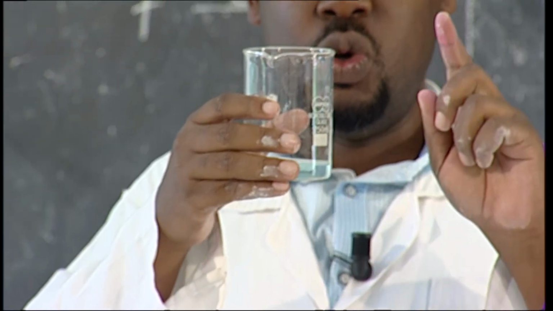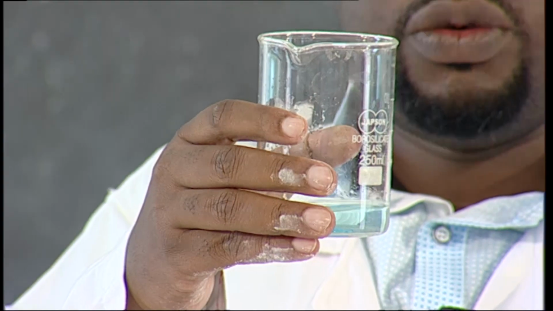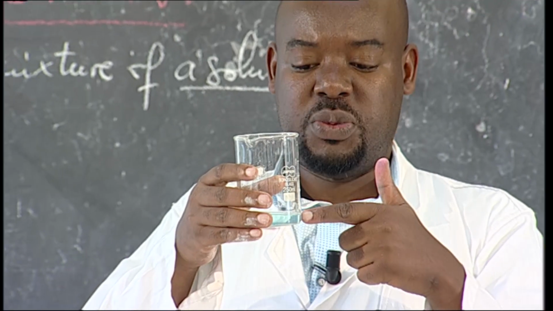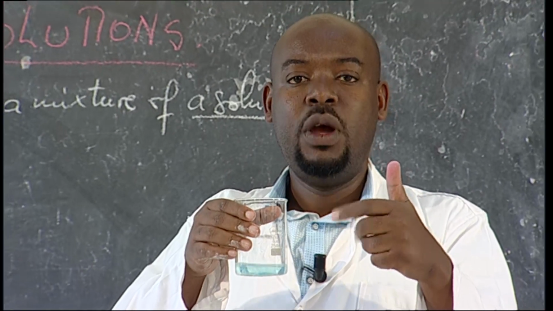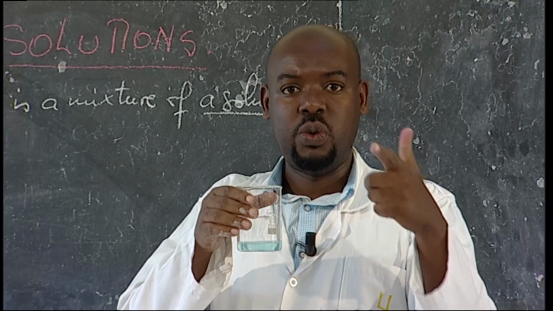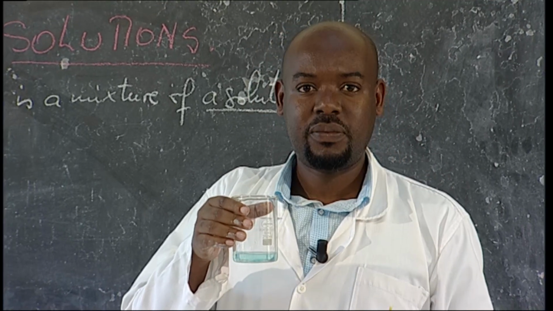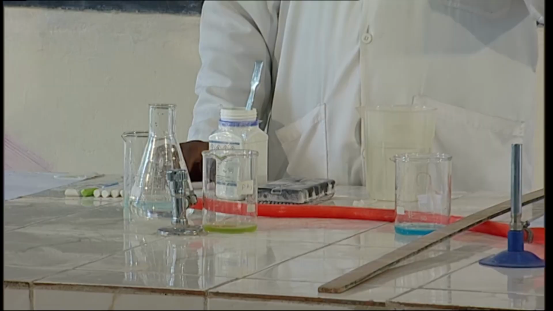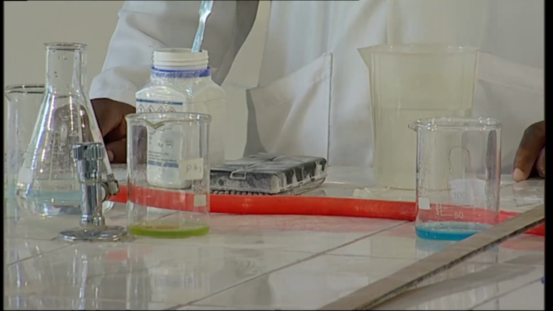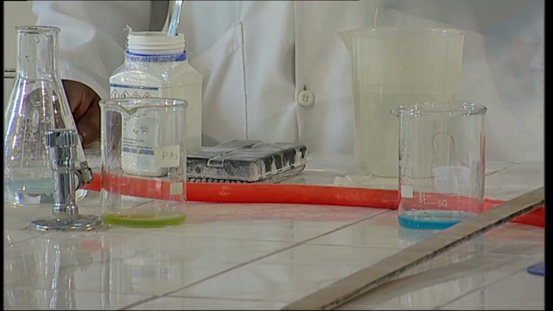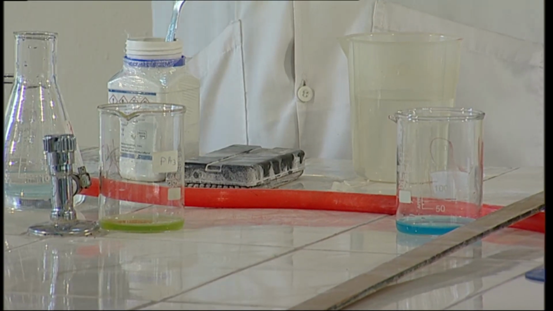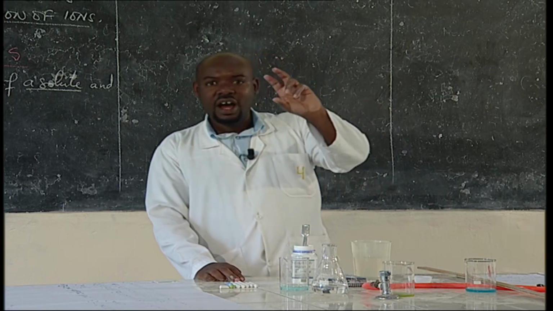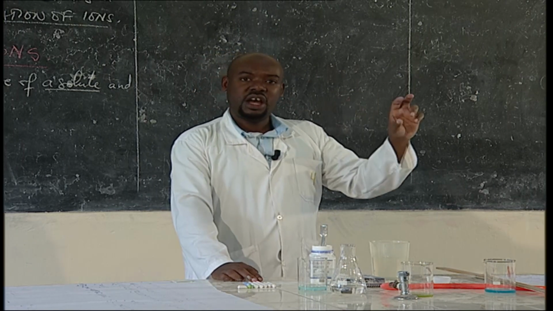And I want you to identify which component. Remember, we have two components. We have copper sulfate, which has been dissolved, and we have water. Which of the two is the solute and which one of the two is the solvent? Hint. A solute is the substance which is present in a small amount or a smaller quantity. And the solvent is always present in a bigger quantity. So which one of the two is a solute? Which one of the two is a solvent?